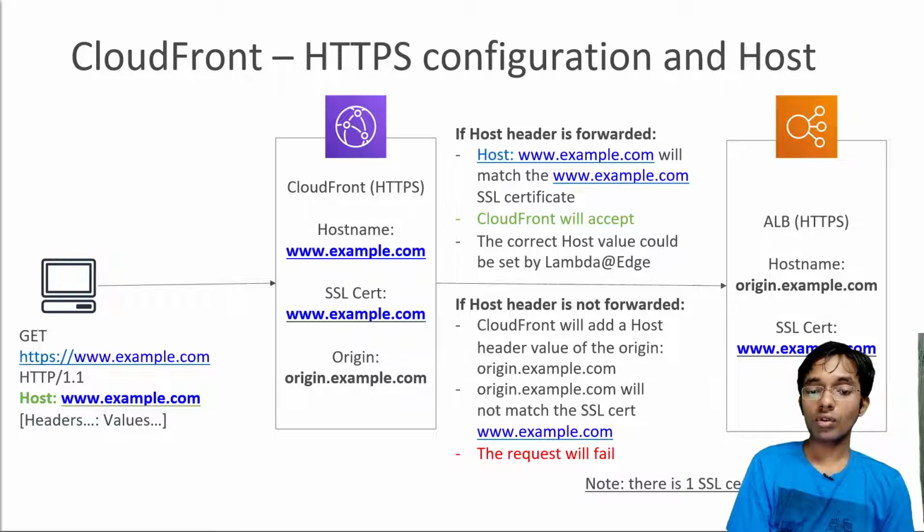So if you are not forwarding the host header, then there's going to be a problem, because CloudFront will automatically add the host header with a value of the origin, which is origin.example.com, and origin.example.com will not match the SSL certificate of www.example.com, and the request will fail. So in this example, what have we gained? Well, we have gained that now there's only one SSL certificate to manage, and it's loaded on both the CloudFront origin and the CloudFront distribution, but it has to have a host header kept alongside your request to work. So I know this is a very tricky example.